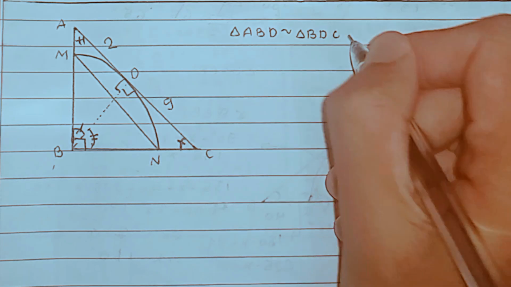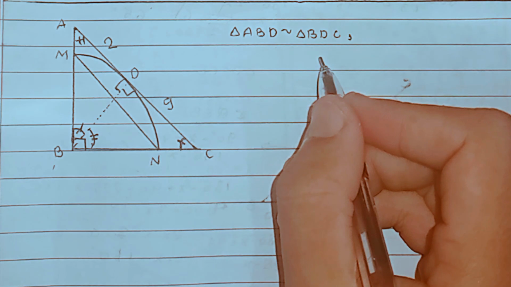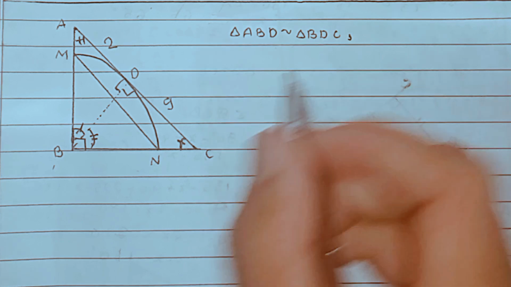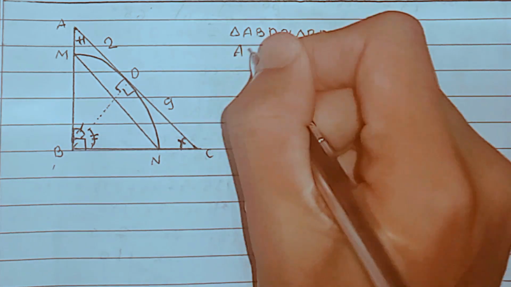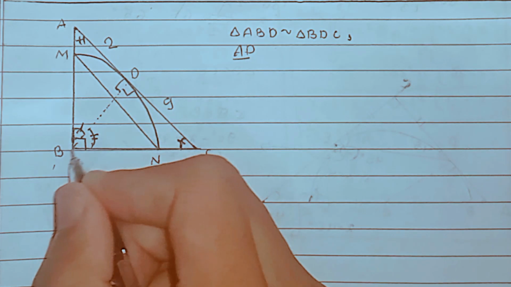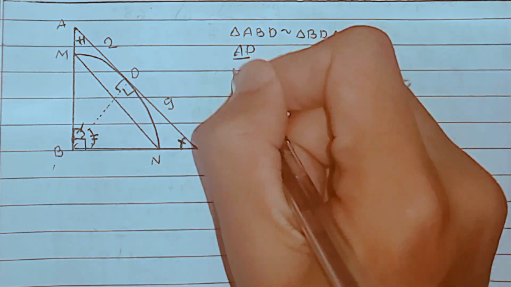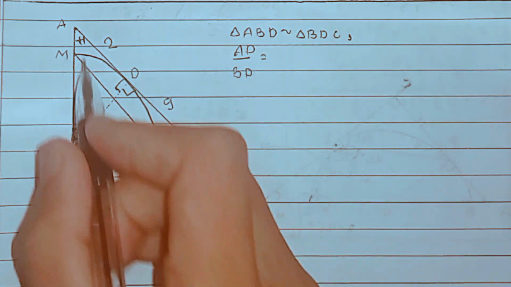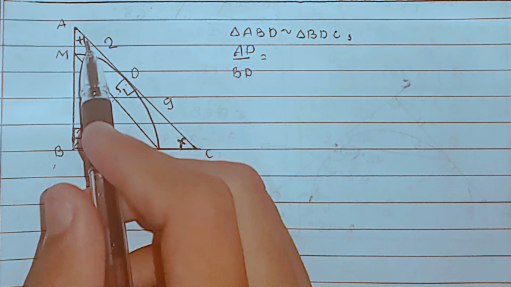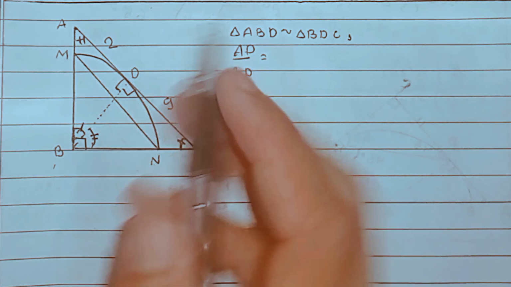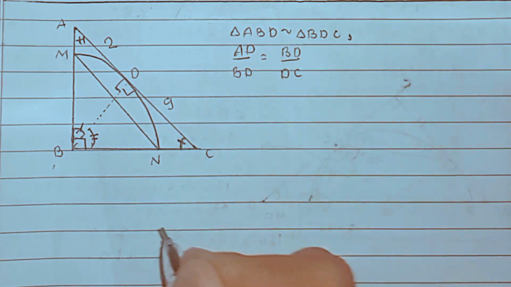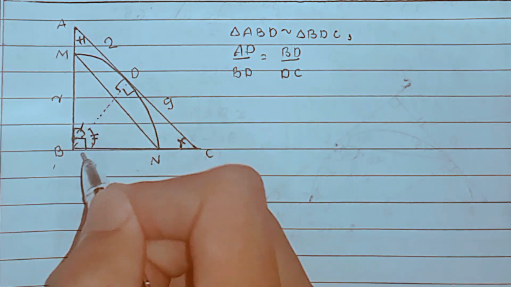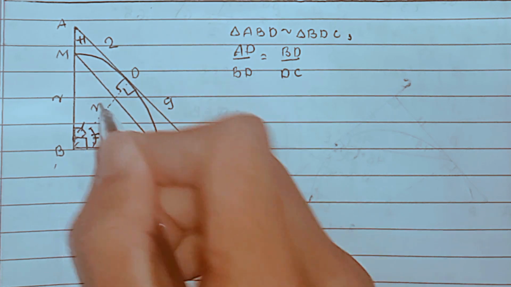Now we know that if two triangles are similar, then we can use the corresponding sides theorem. That is, the ratios of the corresponding sides are equal. For this angle the side is AD, and for the same angle the side is BD. This equals, for the double angle, BD upon, for the other double angle, DC. So let's assume that the radius is R. So AB will be equal to BD, will be equal to BC, will be equal to R. All of these are R here.